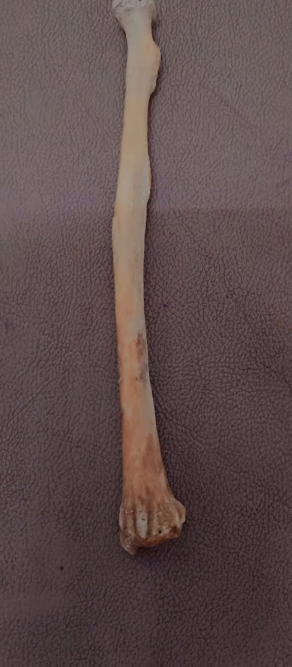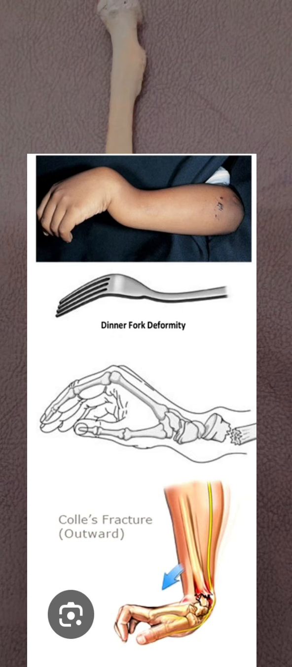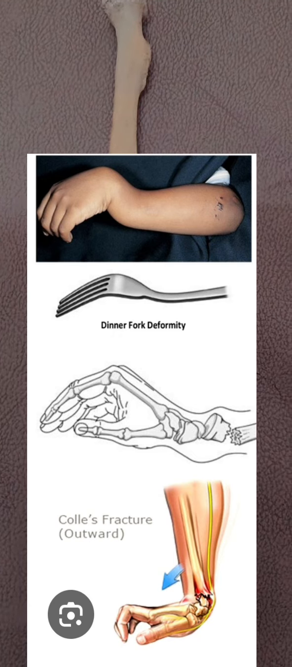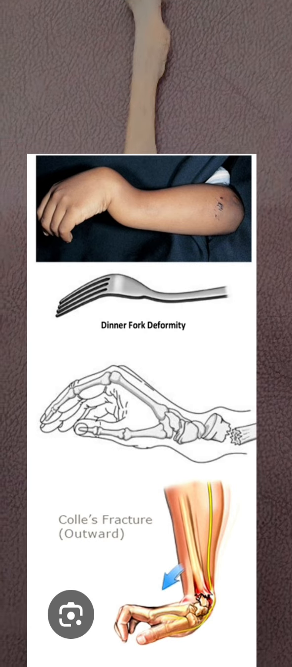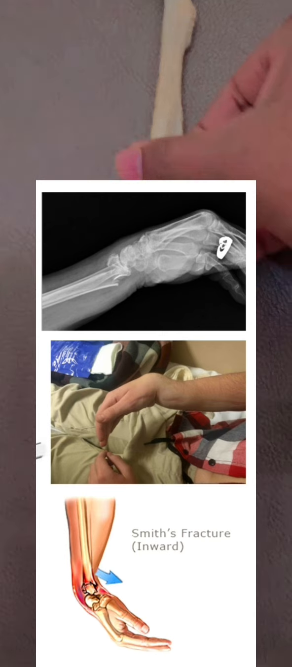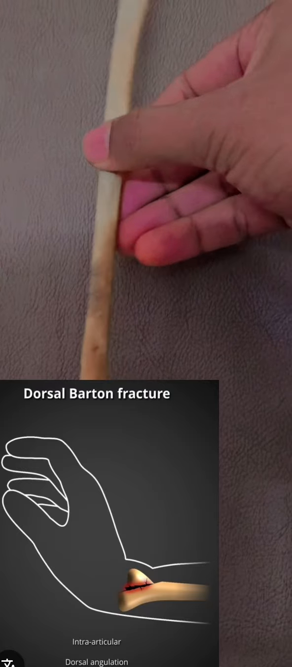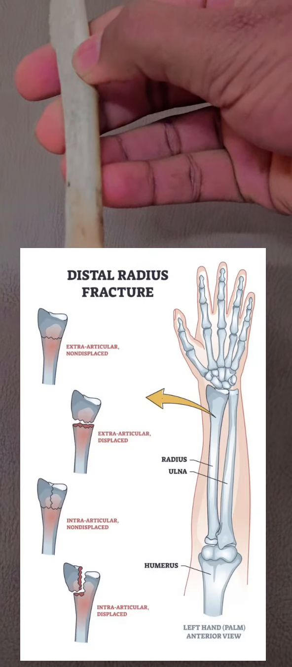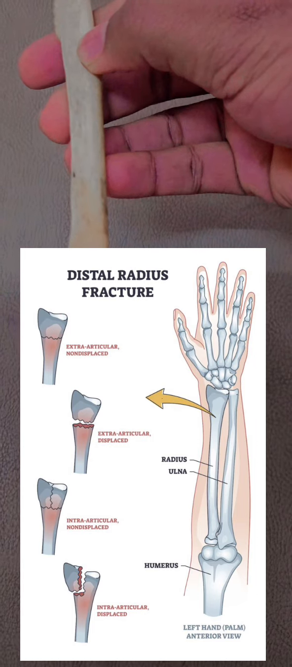Pathology of the radius. Fractures: Colles fracture, the most common distal radius fracture, with dorsal displacement of the distal fragment, usually due to a fall on an outstretched hand. Smith fracture, the reverse of the Colles fracture, with volar displacement. Barton's fracture, an intra-articular fracture of the distal radius, common after a fall on an outstretched hand with the elbow extended.